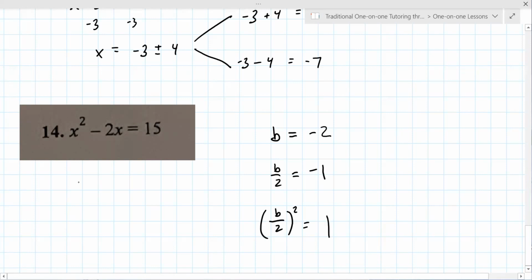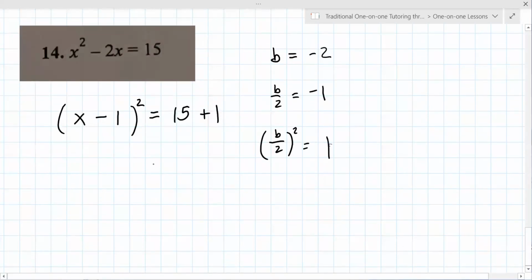All right, so the next thing you do is you write x, and then you put this b over 2 number inside parentheses. Do you see that? Yeah. Negative 1 goes in here because it always goes in there. Next to the 15, you put whatever b over 2 squared is, you add it over here on the right. So this is 16, x minus 1 squared. What is the next step here?